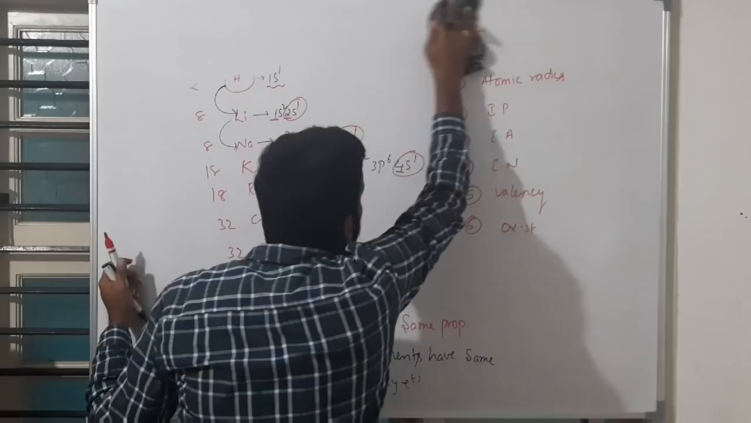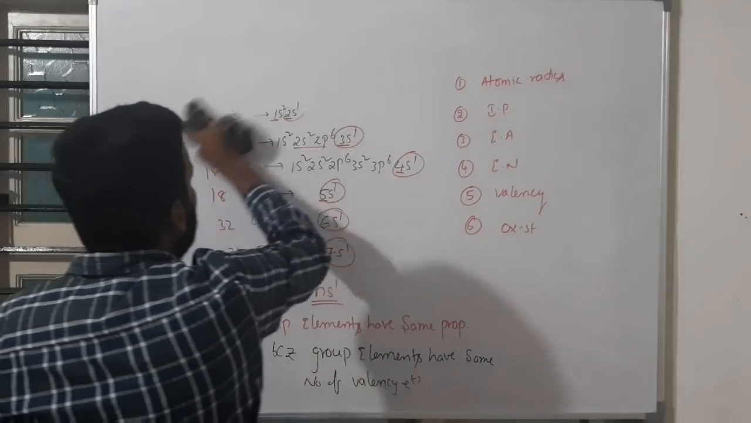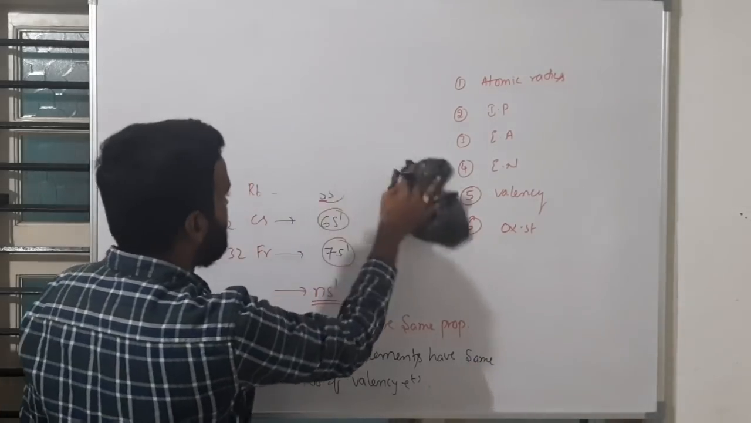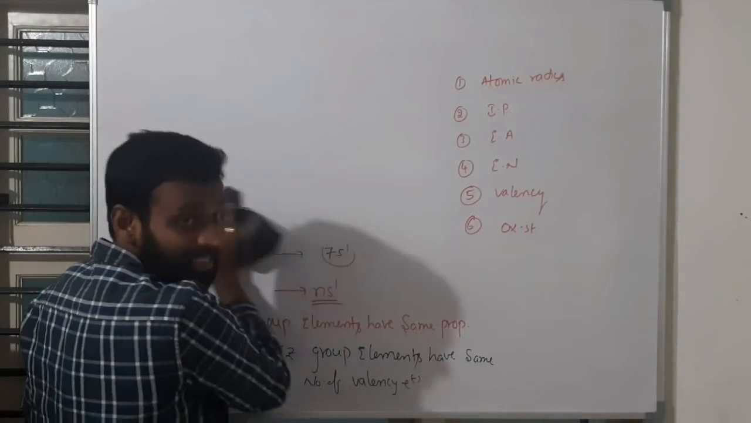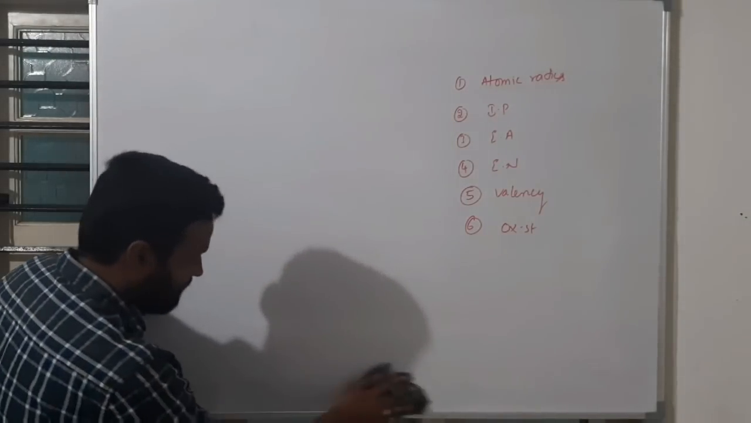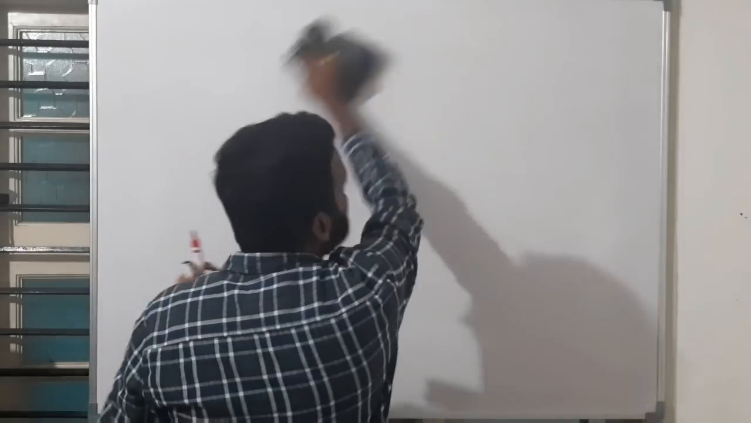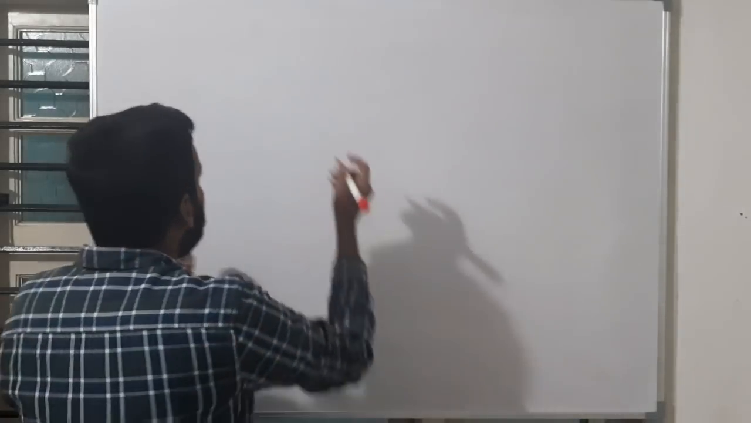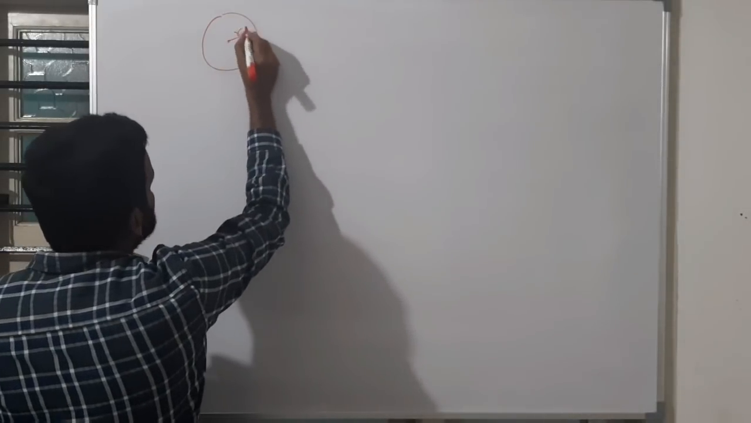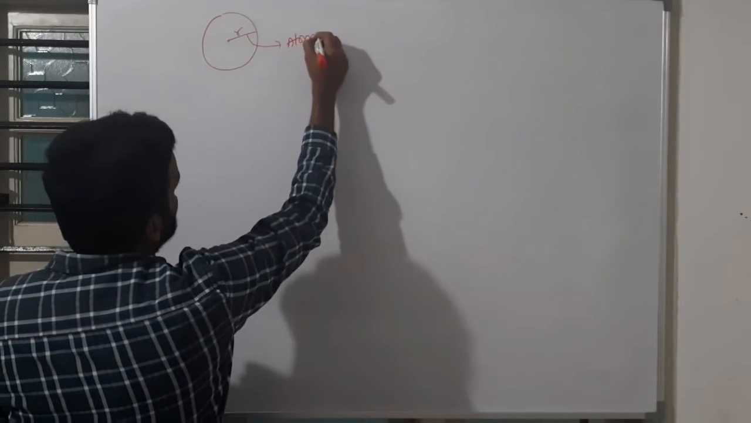What is a radius? Atoms are assumed to be spherical, because in an atom, orbitals are present, and orbitals are spherical. So we have to consider atoms as spherical. If an atom exists singly as monoatomic and is assumed to be spherical, half of the distance from the nucleus to the outermost shell is called the atomic radius.